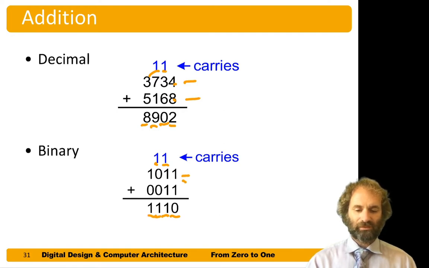We could check this. 1, 0, 1, 1 is 8 plus 2 plus 1 is 11 in base 10. 0, 1, 1 is 3 in base 10. And the sum 8 plus 4 plus 2 is 14 in base 10. Sure enough.